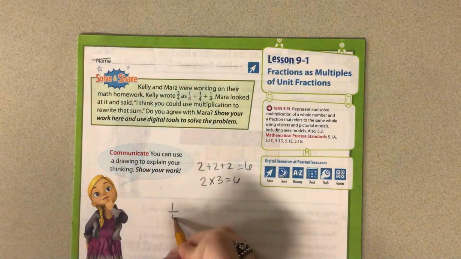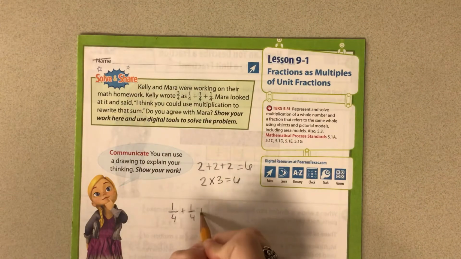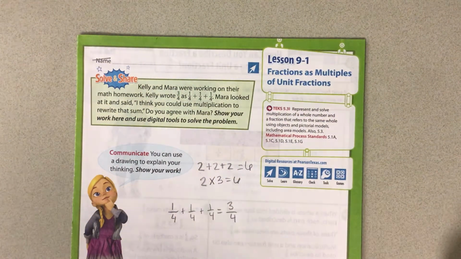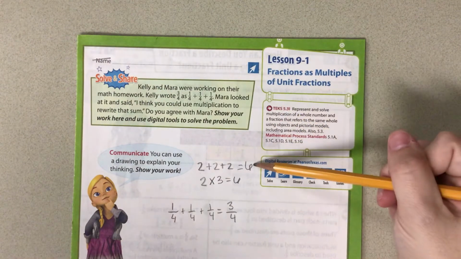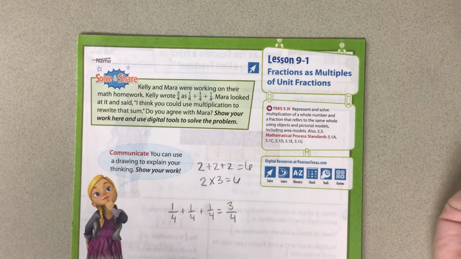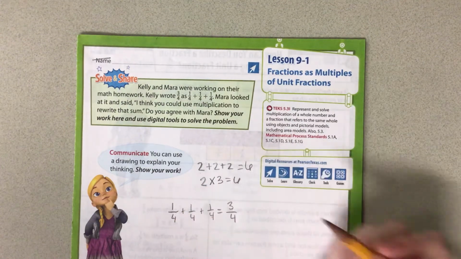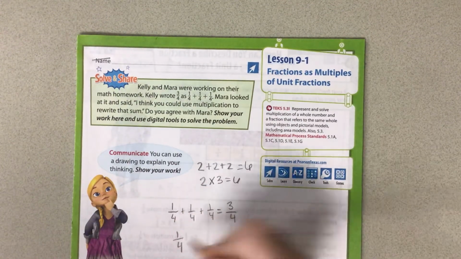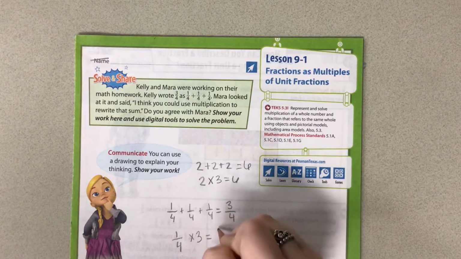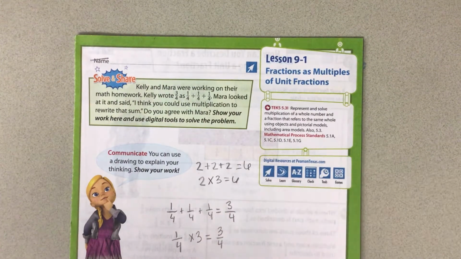So we have 1/4 plus 1/4 plus 1/4. That gives me 3/4. So how can I do the same thing? How can I take it from adding and bring it into multiplying? Well, we have 1/4, and how many of them do we have? 3, which gives me 3/4.